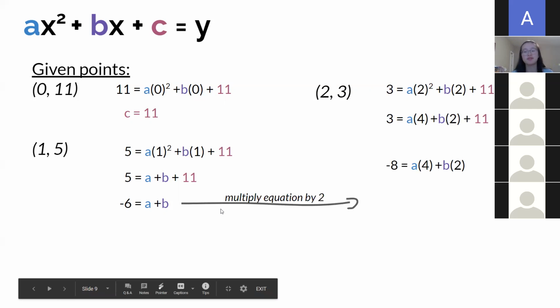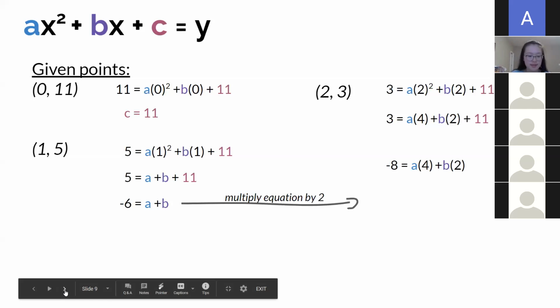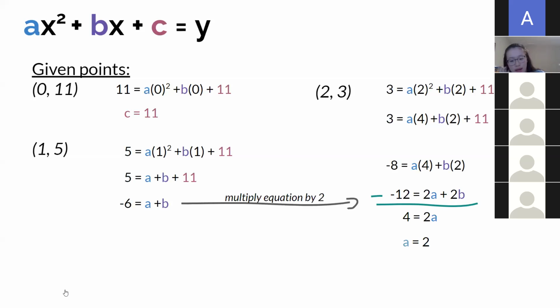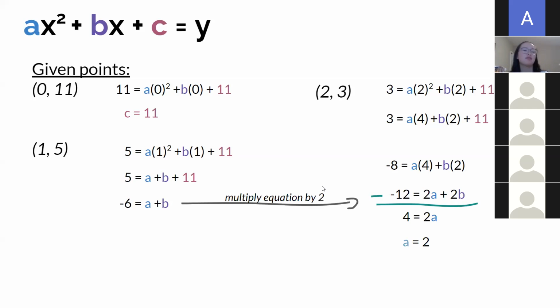This is where it would be really helpful if you had gone to last week's class, because now you know how to solve systems of equations, and we just made a system of equations. We take our original equation, -6 equals a plus b, and multiply that by 2 so the b's cancel out. Then 4 equals 2a, and we have a equals 2. So through all of that simplifying and plugging in, we now have 2 of the unknown values, a and c. So a equals 2, and c equals 11.